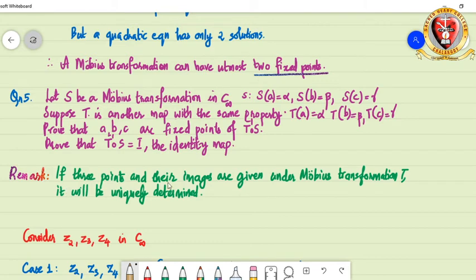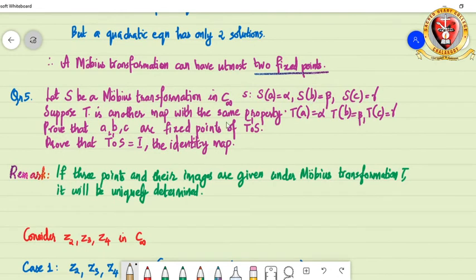And the next remark is, if 3 points and their images are given under a Mobius transformation, it will be uniquely determined. That's what we are getting from this question. When you are solving this question, you get that if 3 points are given for the Mobius transformation and the corresponding images, if they are distinct, then from this question you will get T inverse composition S is equal to I, right? So that means S and T are the same. So whenever we are taking such a Mobius transformation, that will be unique. That's what we are concluding from there.